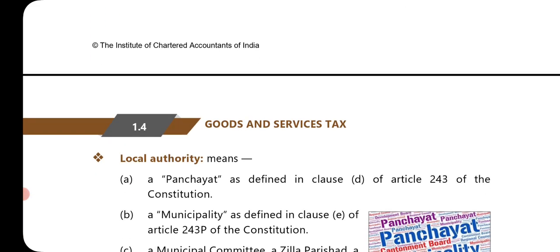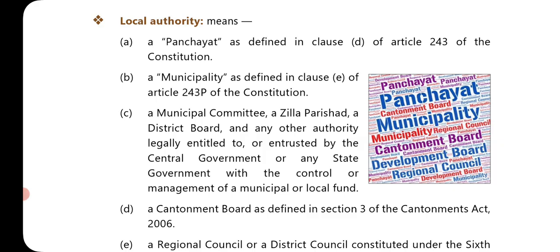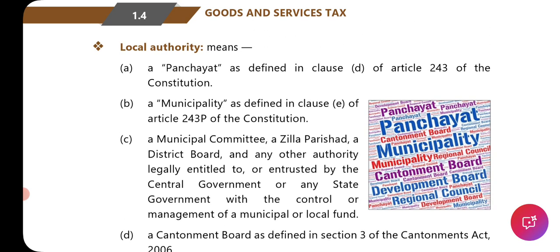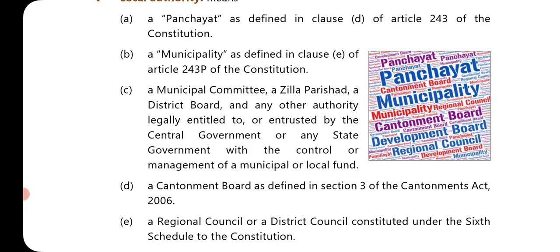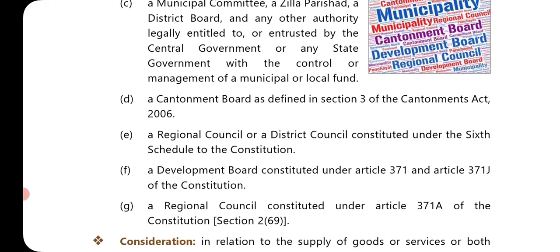Section 2, subsection 53. Then local authority means a panchayat as defined in clause D of article 243 of the constitution, a municipality as defined in clause E of article 243P of the constitution. 243D is for panchayat, 243P clause E is for municipality. A municipal committee, a Zila Parishad, a district board, and any other authority legally entitled to or entrusted by the central government or any state government with the control or management of a municipal or local fund. A cantonment board as defined in Section 3 of the Cantonment Act 2006.